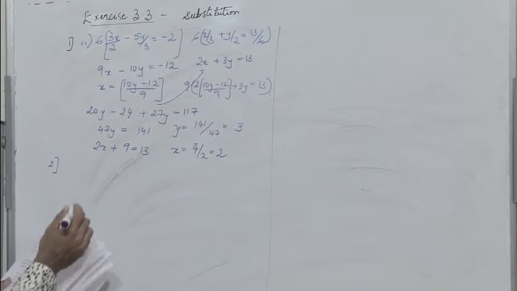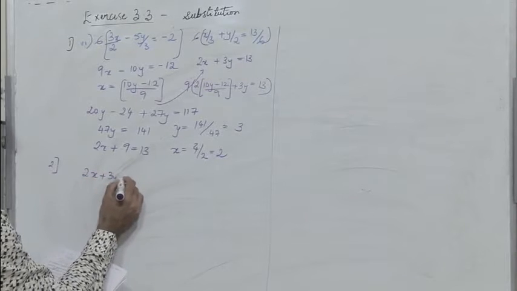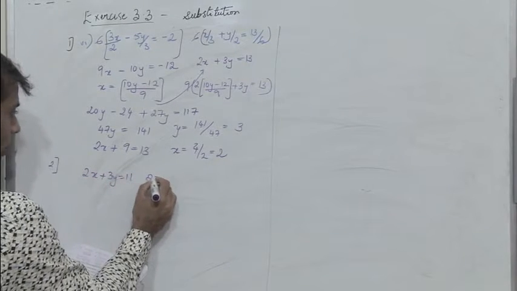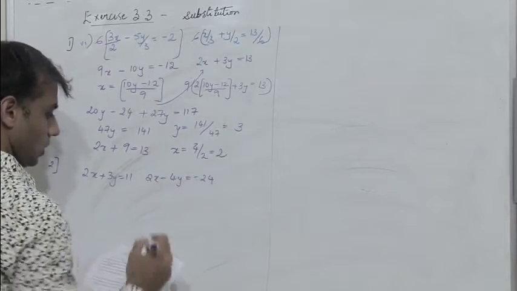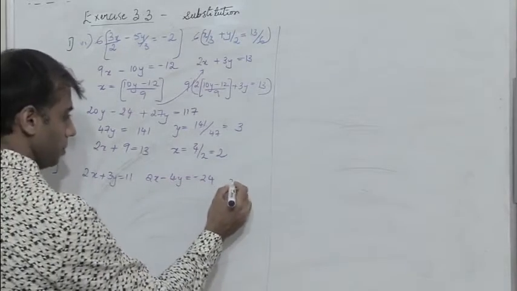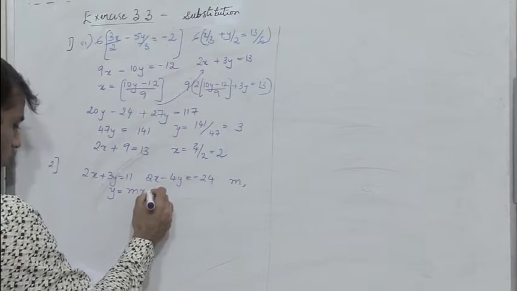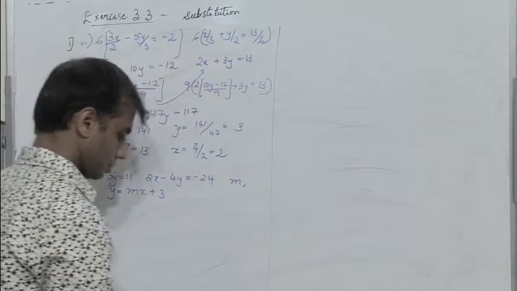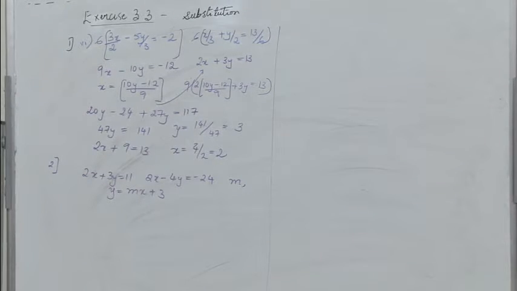So problem 2 is a very interesting problem. There are two equations given, 2x plus 3y equals 11 and 2x minus 4y equals minus 24, and we need to find the value of m such that y equals mx plus 3. So how do we do that? Let us first try to find the value of x and y.